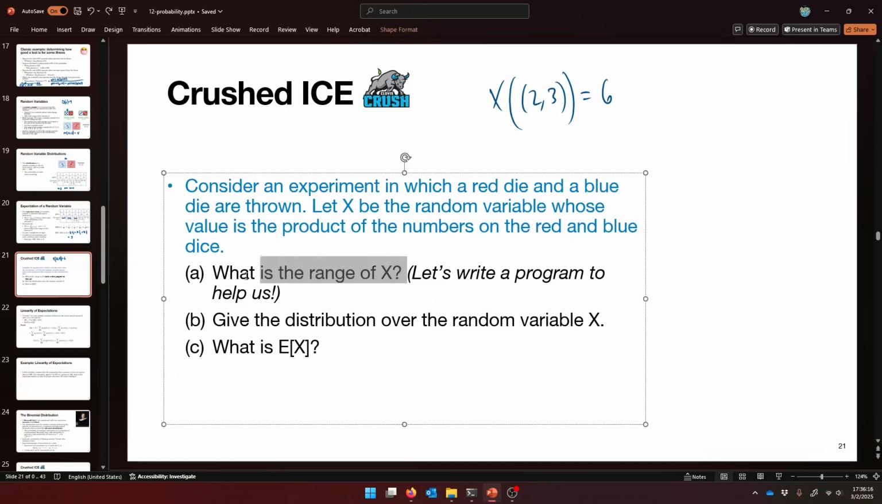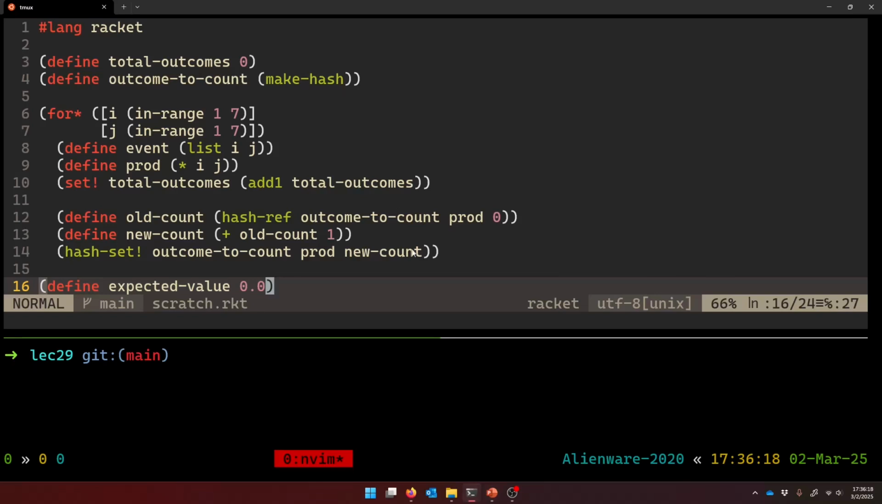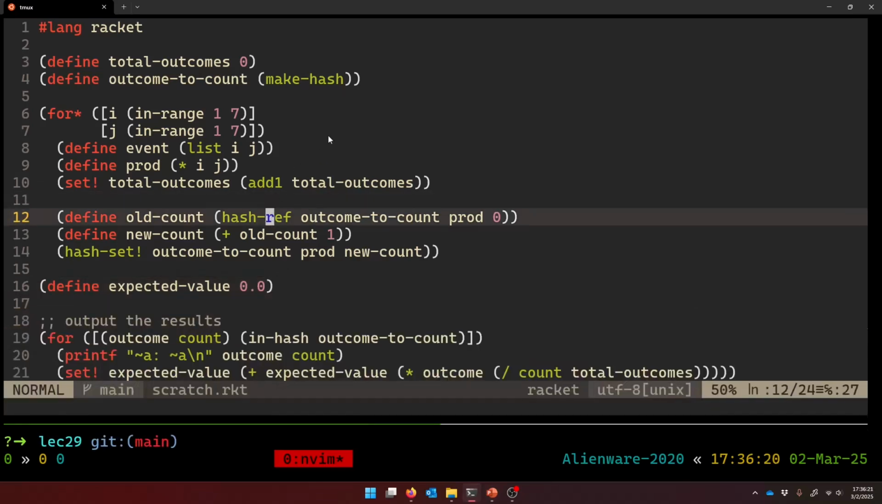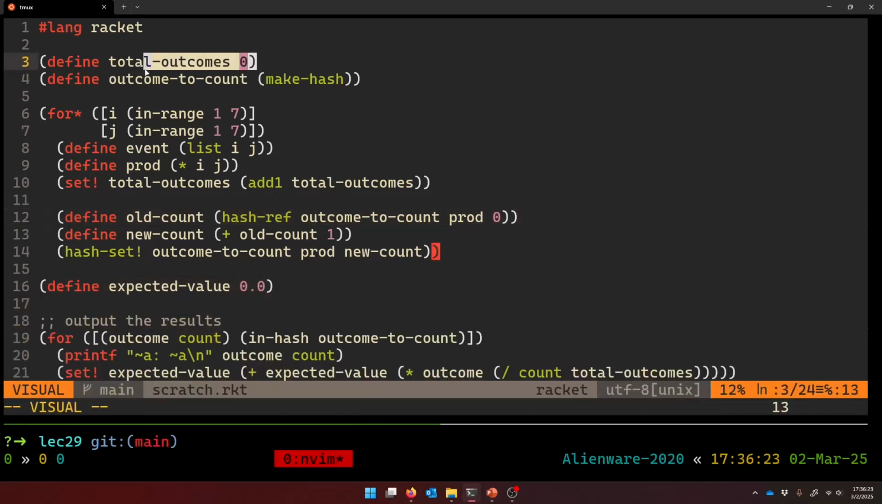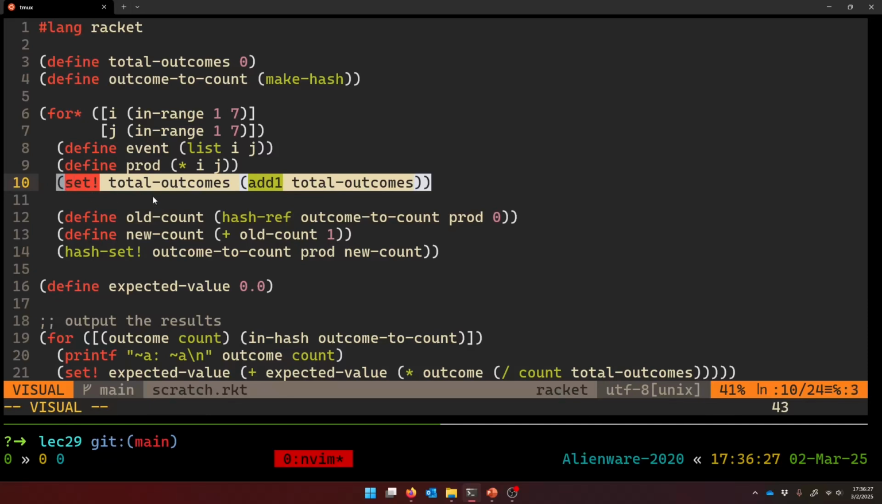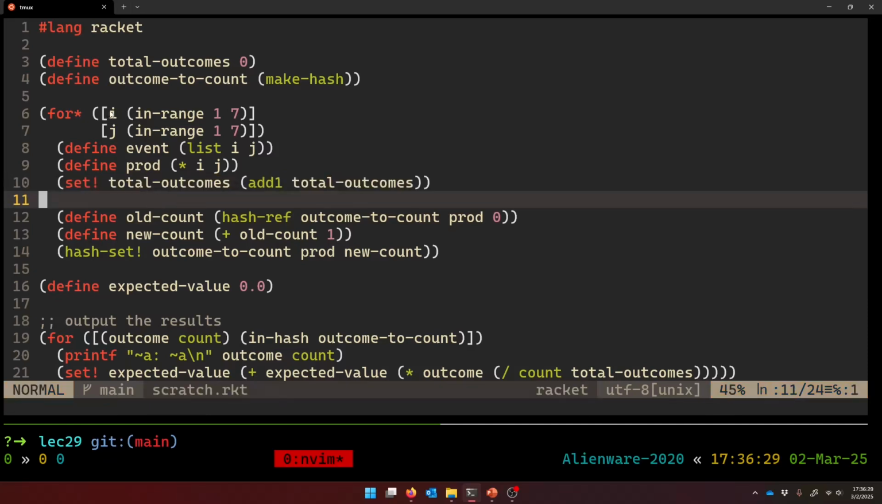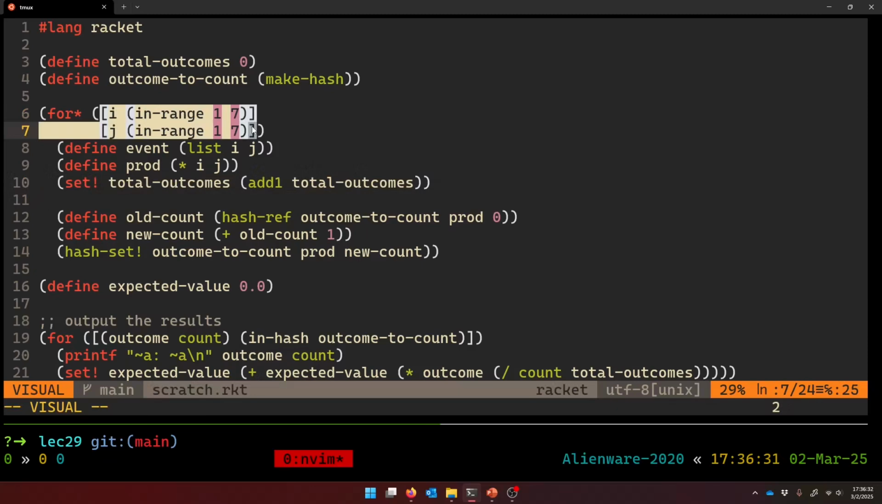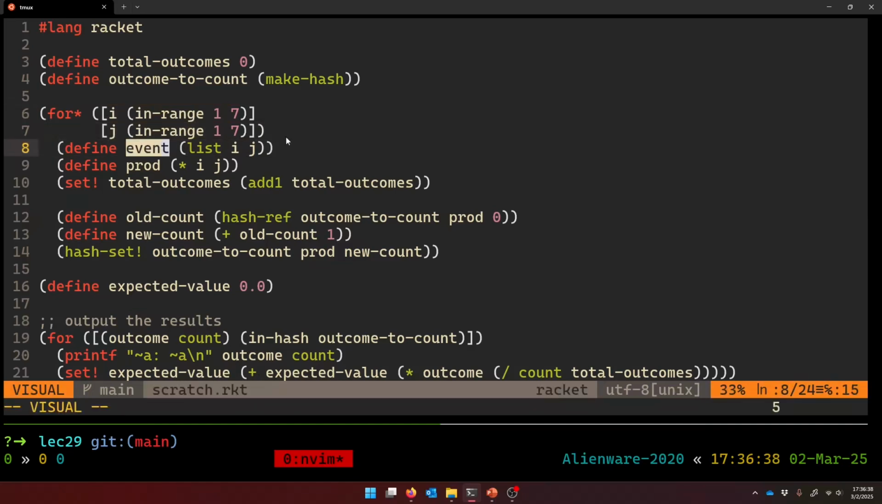All right, so for the range of x, I wrote a program to do that. I think that's the easiest way to do it. So here's my program. I'm just keeping track of, first of all, total outcomes, which I know is going to end up being 36, but just for fun, I'm going to do that anyway. And then here I am rolling my 2 dice. The red die is die i, the blue die could be die j or something. And so the event itself is the pair ij, so I can turn that into a list. And the outcome, the value of the random variable, is that product, i times j, all right? Those are the 2 values.